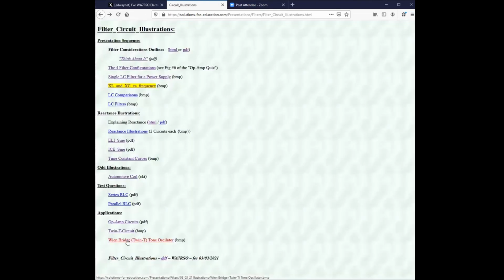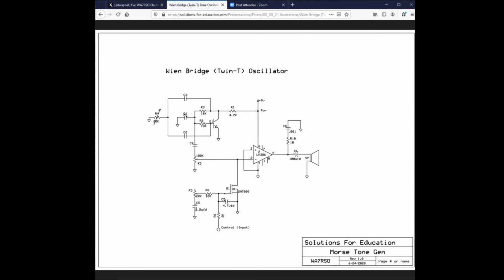Going down here to this guy. This is a twin T oscillator. They call it a Wien bridge. And if you look at it, you'll find here, as you come out of here, you've got capacitor and resistor to ground and capacitor. That is the one I was showing you earlier. Here's your high pass filter. Then as you come out this way, this is your low pass filter. These two resistors and this capacitor. And if you pick the right values, this makes a beautiful tone generator for my Morse code unit.